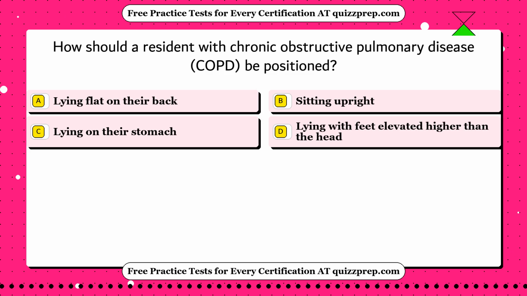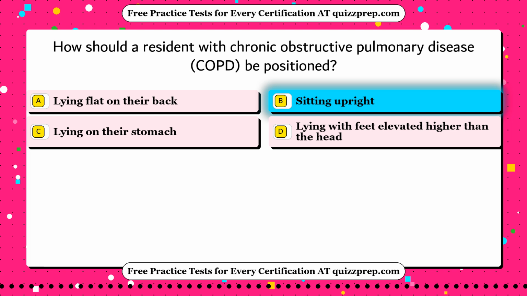Question 27. How should a resident with chronic obstructive pulmonary disease, COPD, be positioned? Option A, lying flat on their back. Option B, sitting upright. Option C, lying on their stomach. Option D, lying with feet elevated higher than the head.